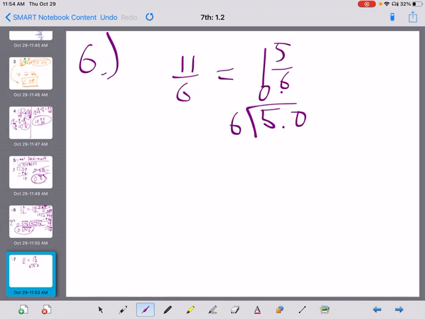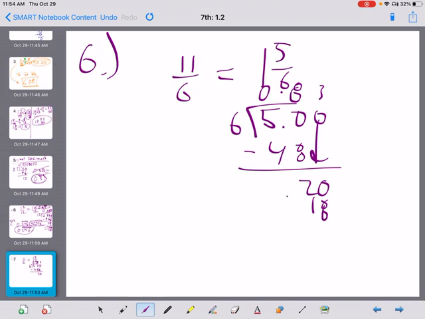6 doesn't go into 5, so that's a 0. 6 goes into 50 8 times. Oh, wait. Yeah, 8 times. 8 times 6 is 48. 2, drop down another 0. 6 goes into 20 3 times. 3 times 6 is 18. 2, drop down another 0.